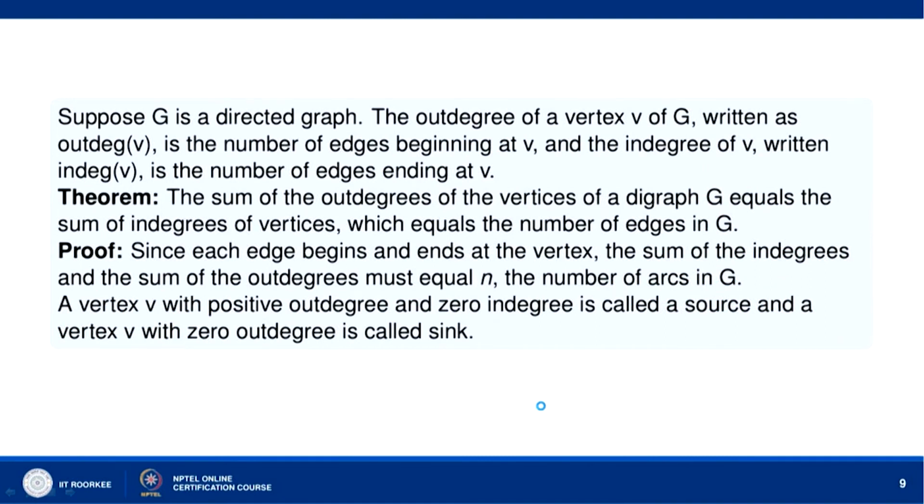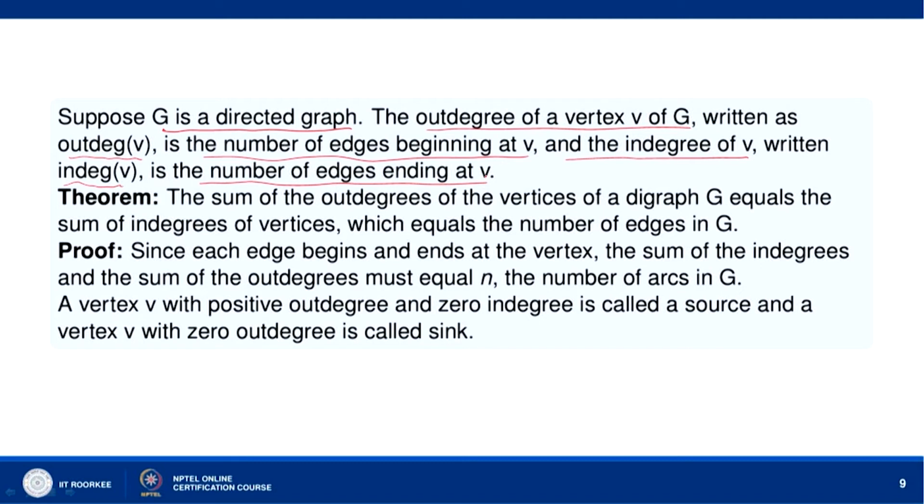Now, suppose G is a directed graph. The out degree of a vertex B of G, written as out degree of V, is the number of edges beginning at B. The number of edges which begin at B give us the out degree of V, and the in degree of V is the number of edges that are ending at B.